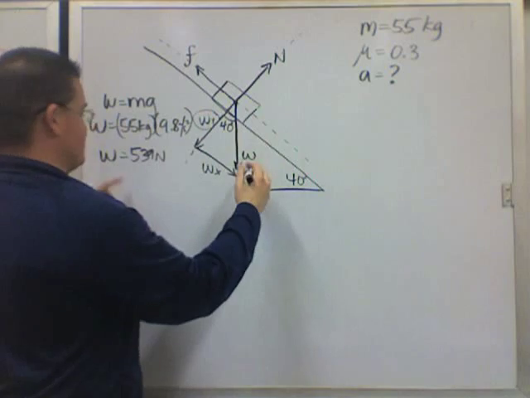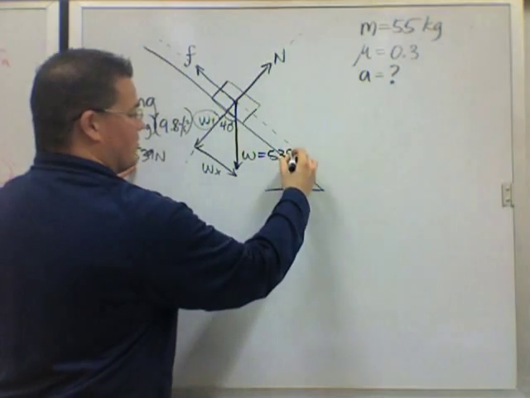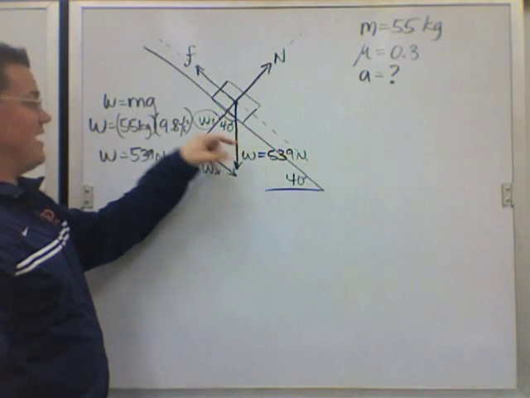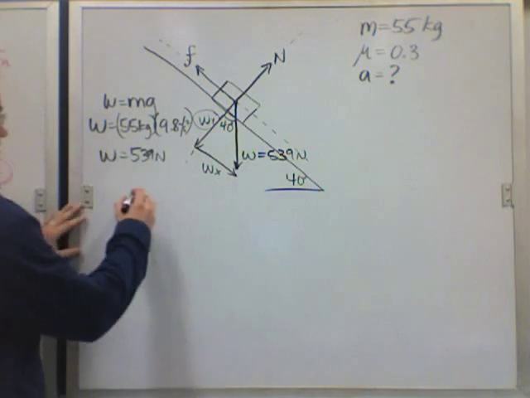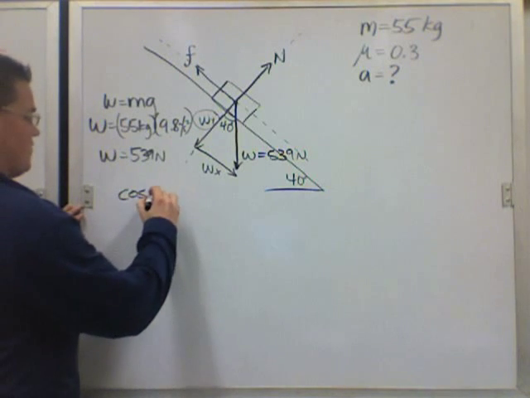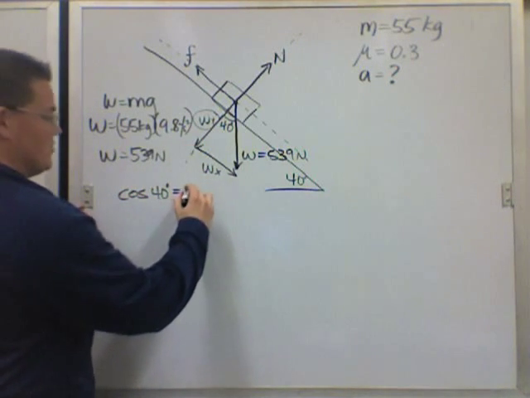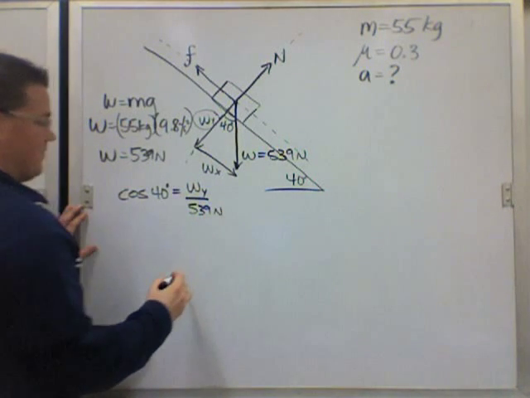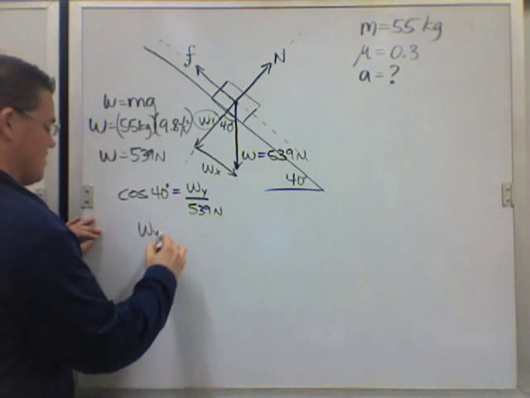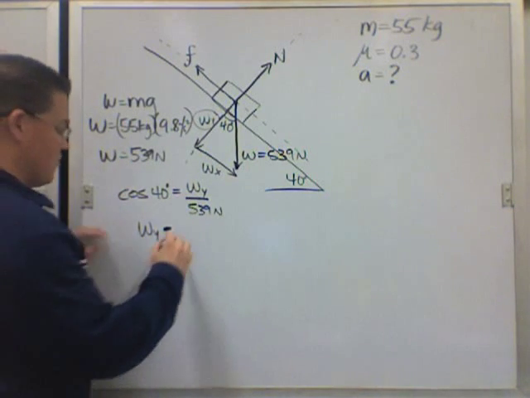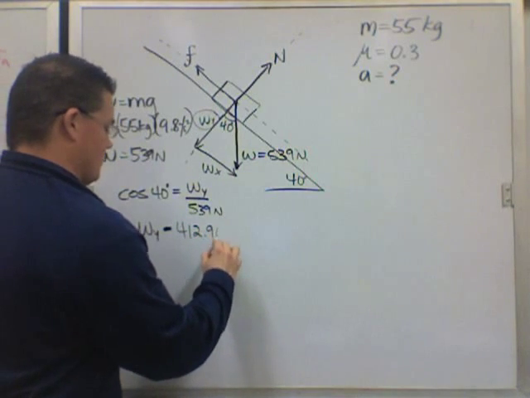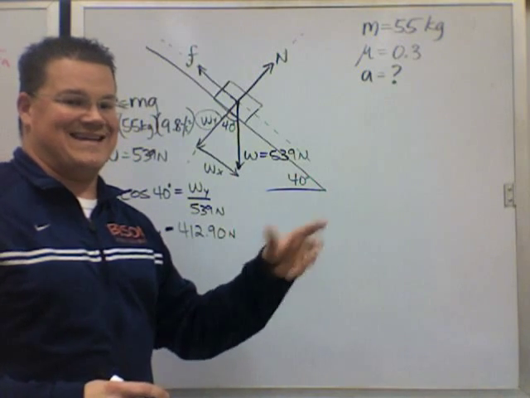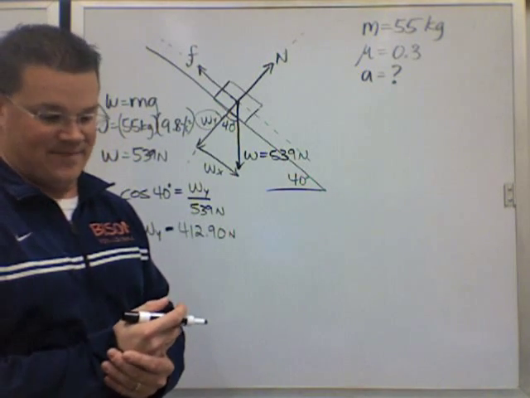This is our hypotenuse. This weight is 539 newtons. And we've got this angle. This is the hypotenuse, that's adjacent, so we're going to use cosine. Cosine of 40 degrees equals Wy over 539. When I rearrange that and solve, I get Wy to be 412.90. I believe in my calculator I got 412.897, but I went ahead and rounded that.